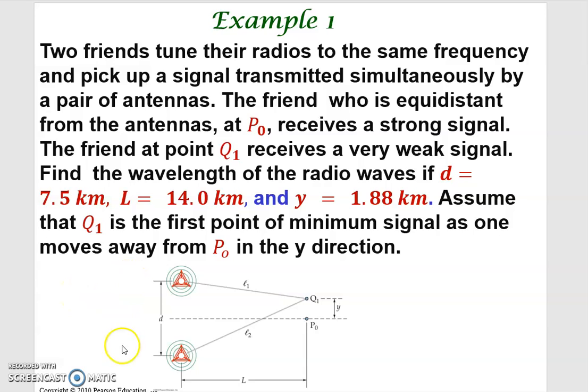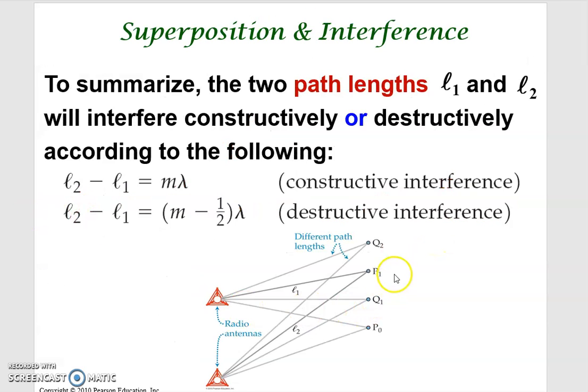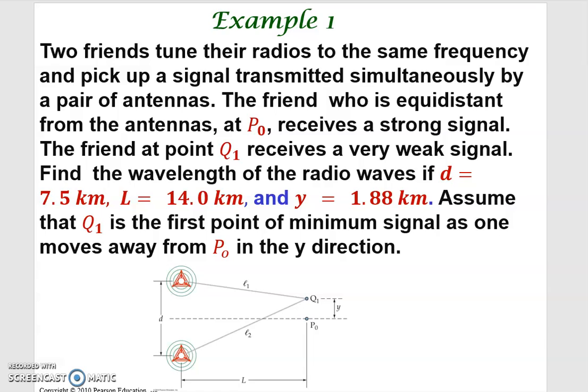You are given the distance d, which is the separation between the two wave sources, and L is the vertical distance from the sources to the observers, and y is the separation between the two observers. And now they also want you to assume that Q1 is the first point of minimum signal, which means you can assume it is not Q2 or Q3, it is the first destructive interference. So this is all the information given here.